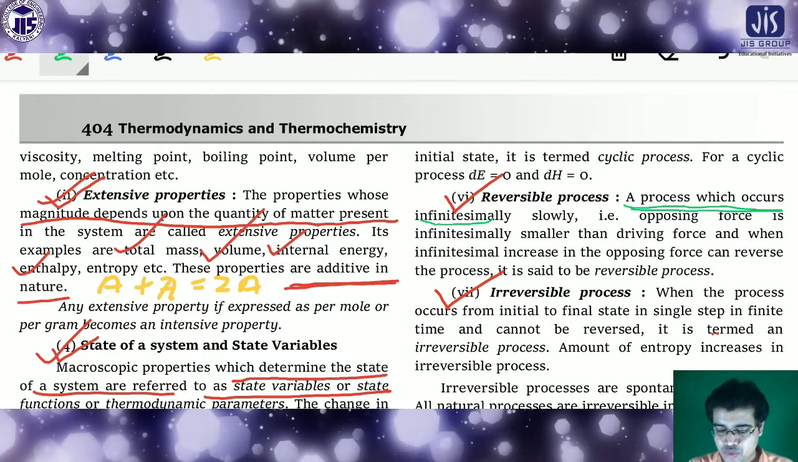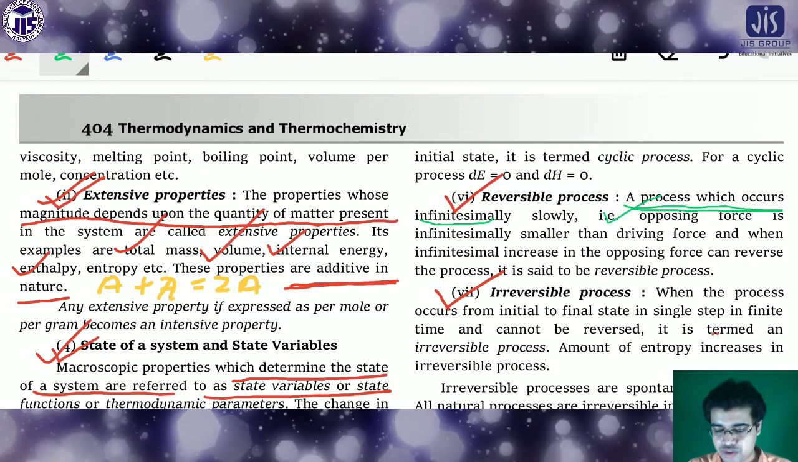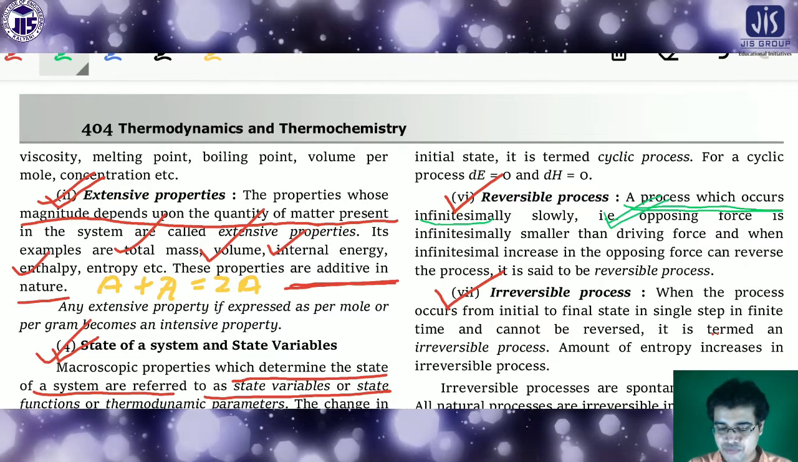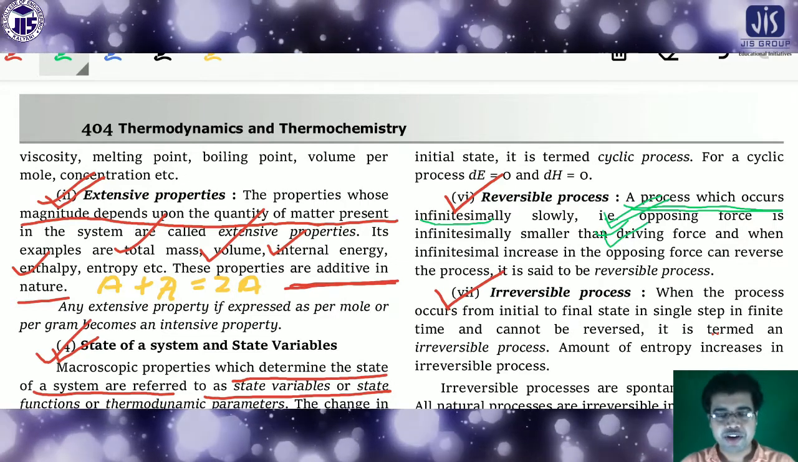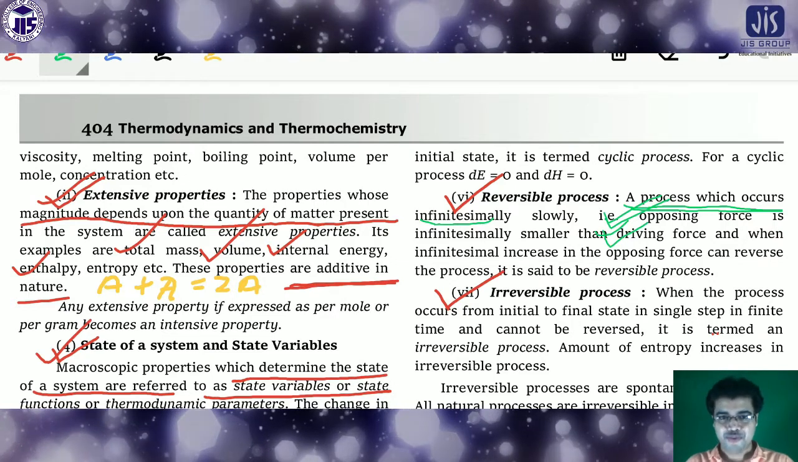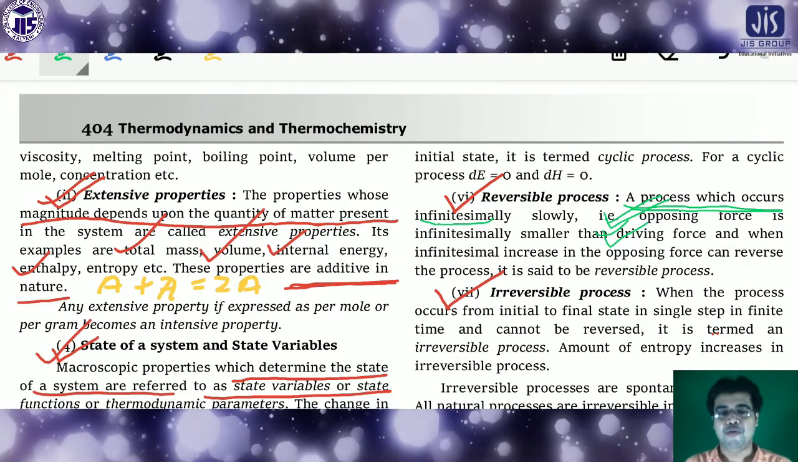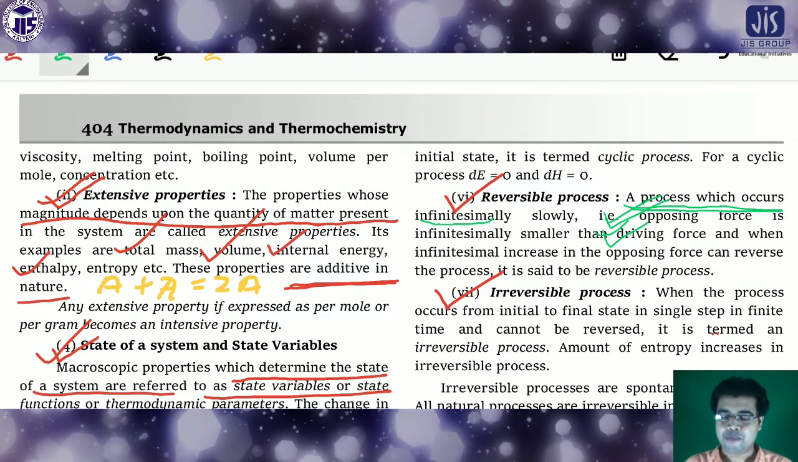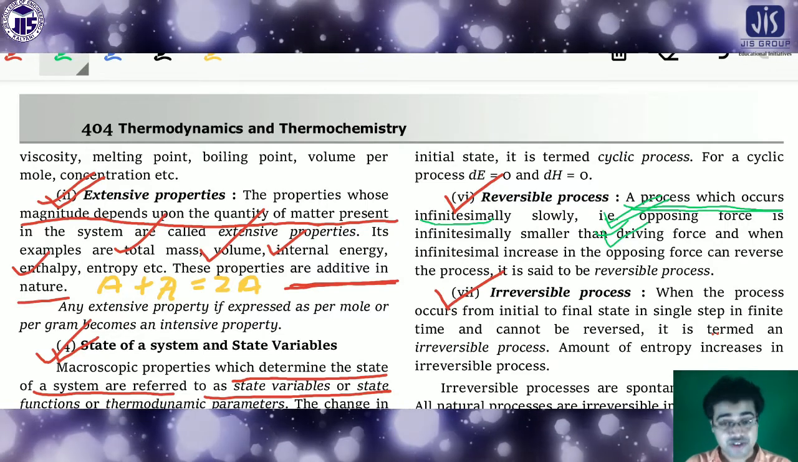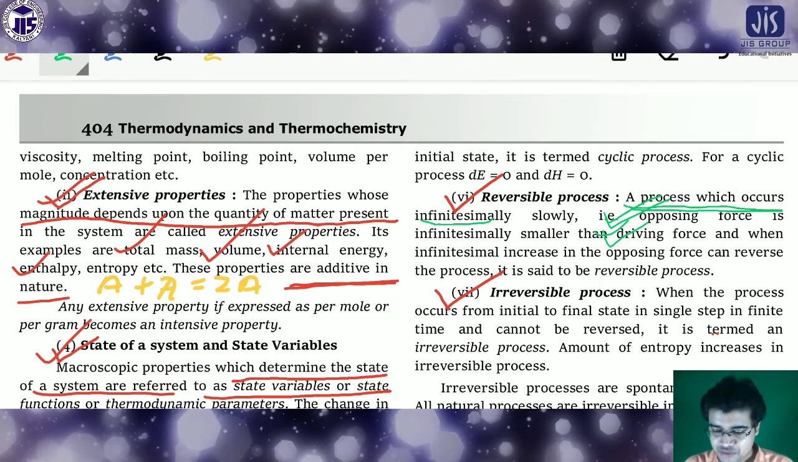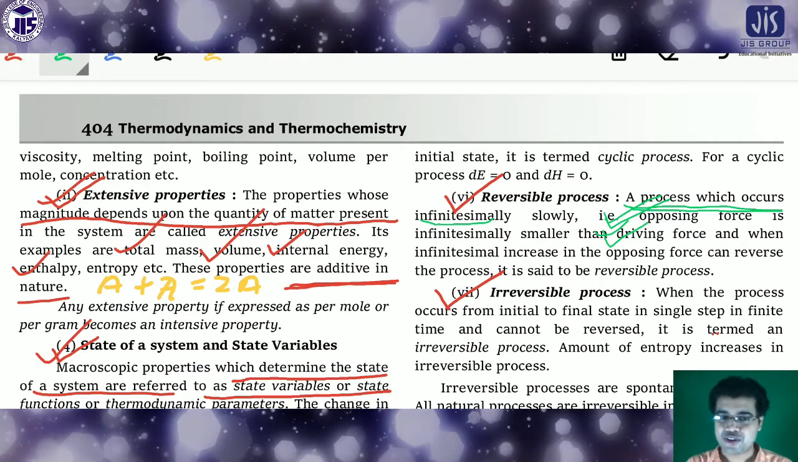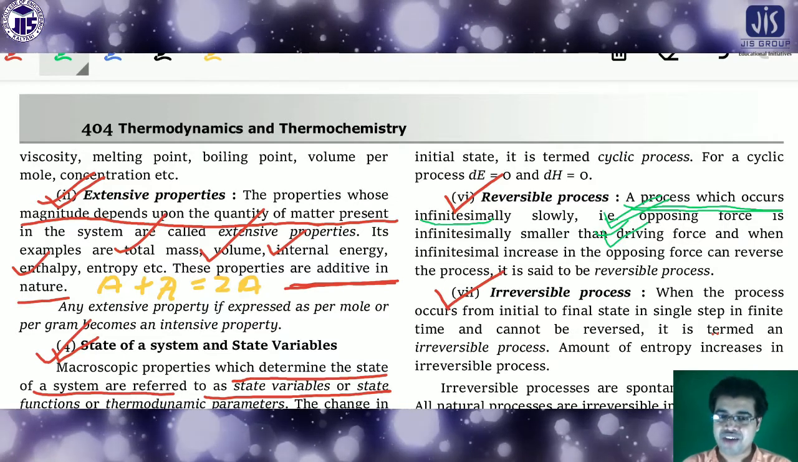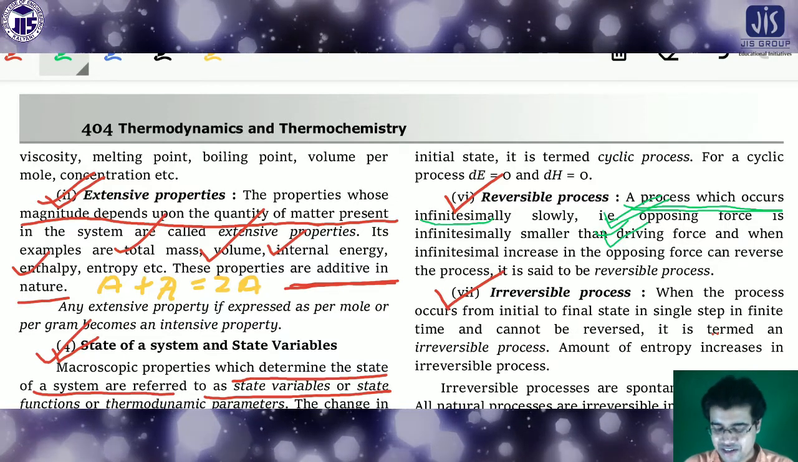So there are two kinds of forces. The first one is the opposing force, and the second one is the driving force. When the difference between the opposing force and the driving force is very small, then it is called the reversible process. When the process goes in very small steps, this is called the reversible process.